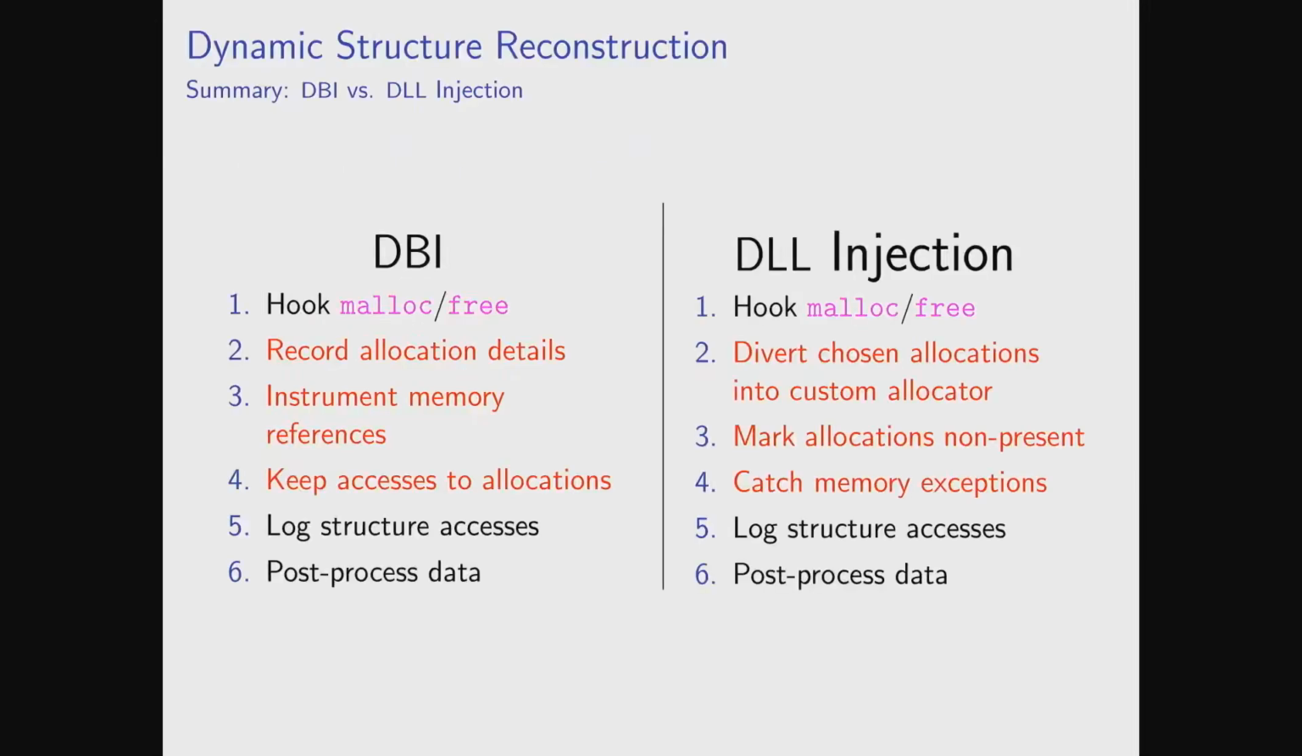So basically, the difference here is, rather than instrumenting every memory reference and looking up at the time of every memory reference whether or not it refers to an allocation, instead I just divert the allocations that I want into a custom allocator and then mark the pages as non-present and catch those in an exception handler.